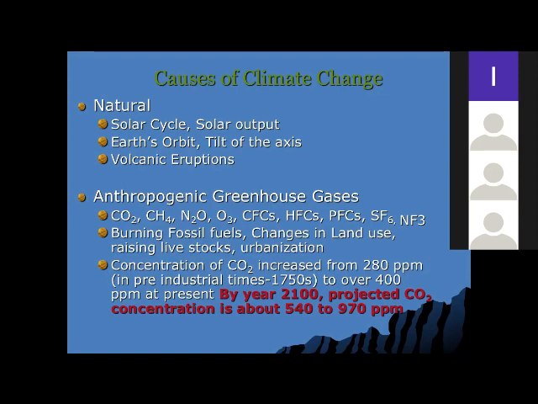If we continue business as usual, by the year 2100 it is projected that the concentration of carbon dioxide in the atmosphere will be a minimum of 540 to a maximum of 970 parts per million. So it's going to be a situation where we may not be able to live on this planet.